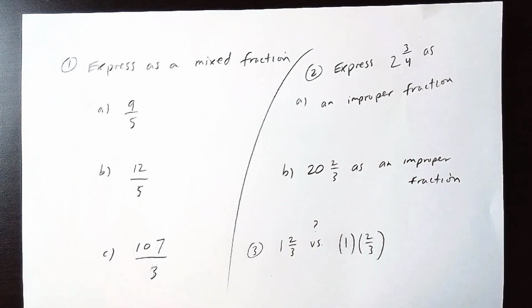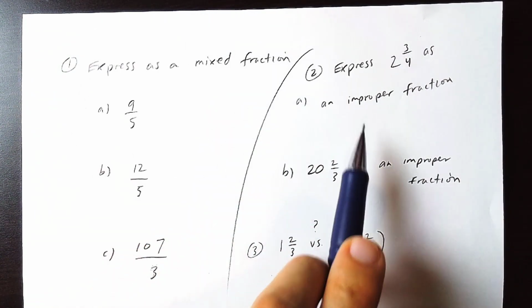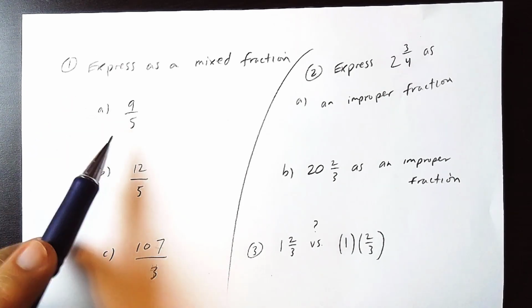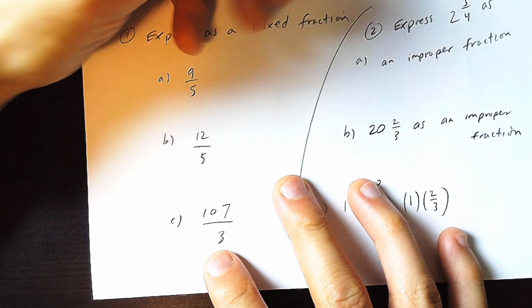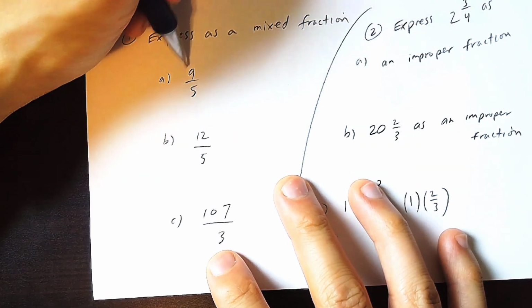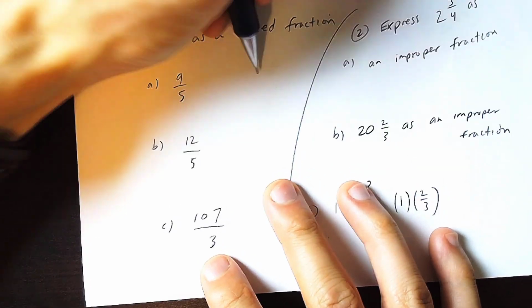Let's practice the idea of converting between mixed fractions and improper fractions. We have 9 divided by 5. This here is an improper fraction. It's top heavy. The numerator is bigger than the denominator. So how do you convert it?